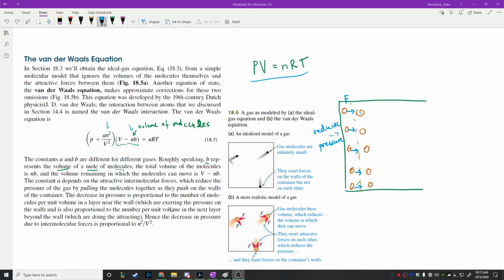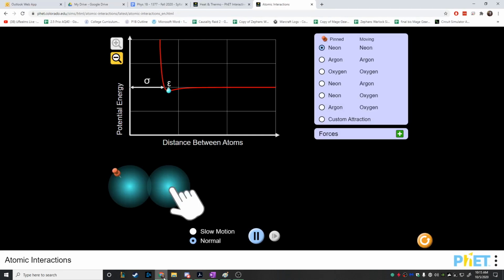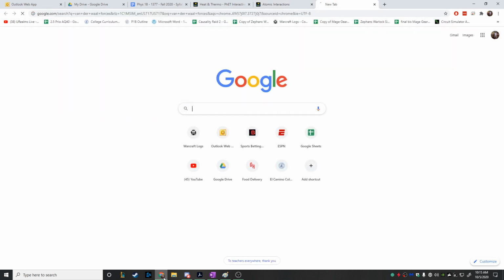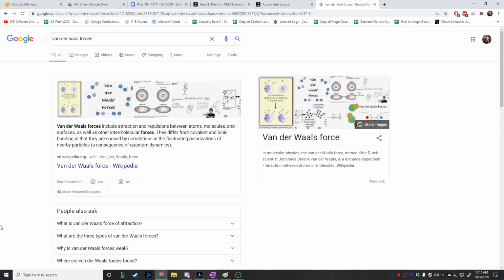Electrically somehow. I should go read more about that. Here, let's do that real quick to answer your question, because it can't be that hard to do. I think they're called van der Waals forces. Van der Waals forces include attraction and repulsion between atoms and surfaces, as well as other intermolecular forces. They differ from covalent and ionic bonding in that they are caused by correlations in the fluctuation.